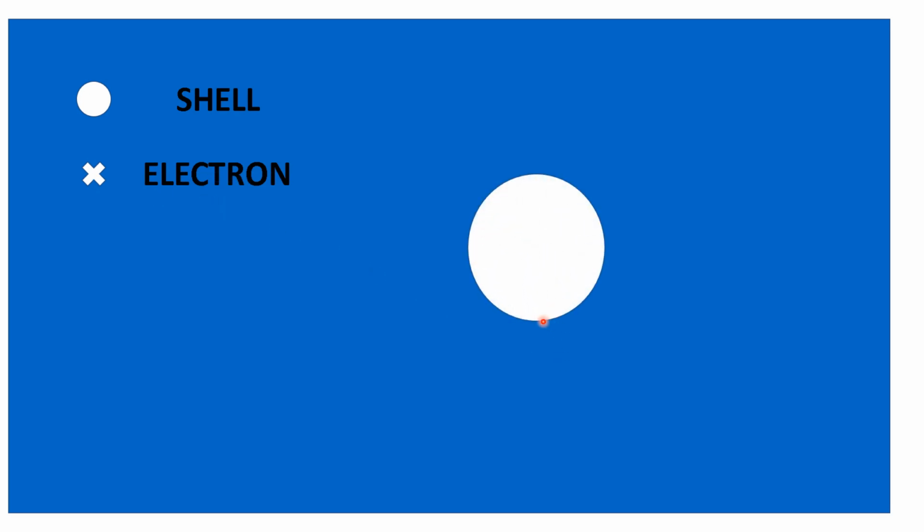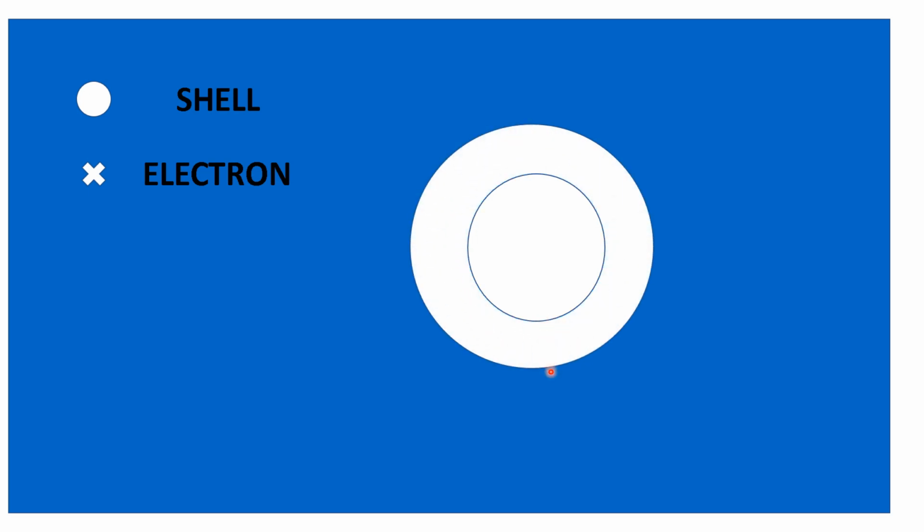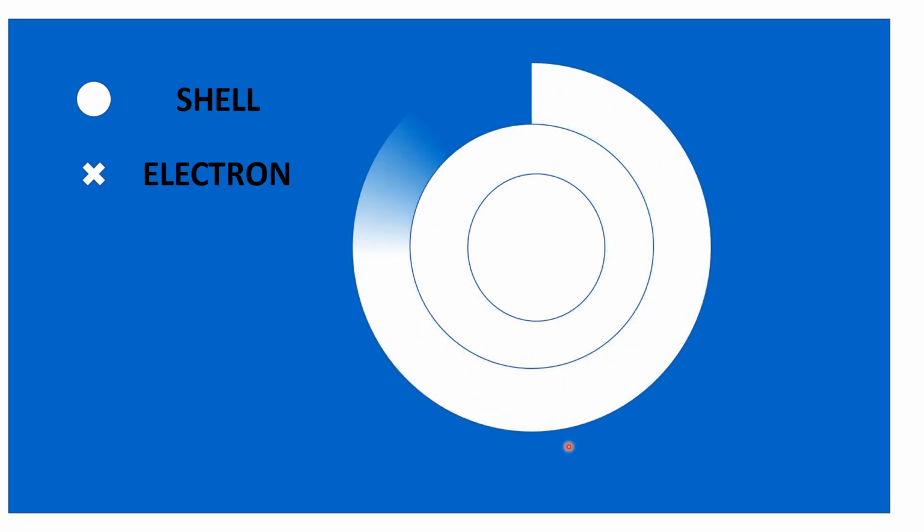This refers to the shell and this refers to the electron. This is the first shell, this is the second shell, and this is the third shell.